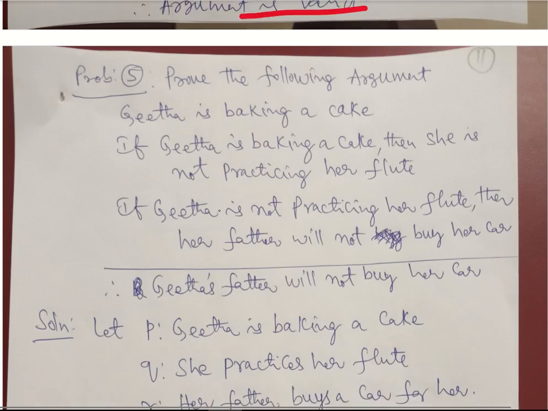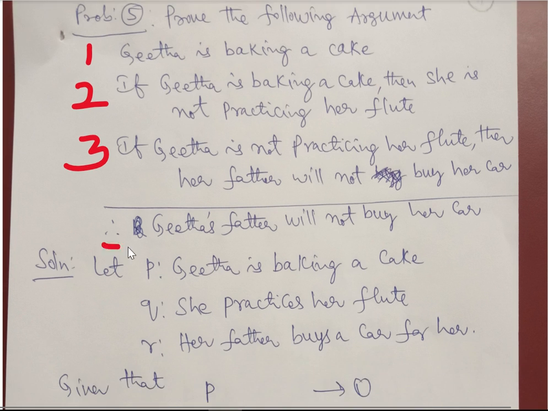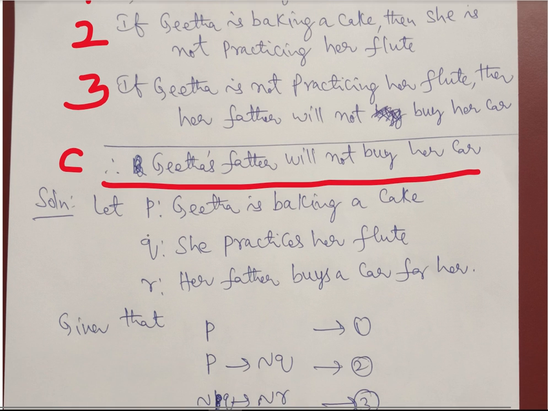Okay. Next, prove the following argument. Now again text is brought here. Geeta is baking a cake, that is the first one. If Geeta is baking a cake, then she is not practicing her flute. Second, if Geeta is not practicing her flute, then her father will not buy her a car. Third one, these are going to conclude Geeta's father will not buy her a car. This is the conclusion. Now, as usual, represent them as normal statements so that we can use the logical statements for solving.